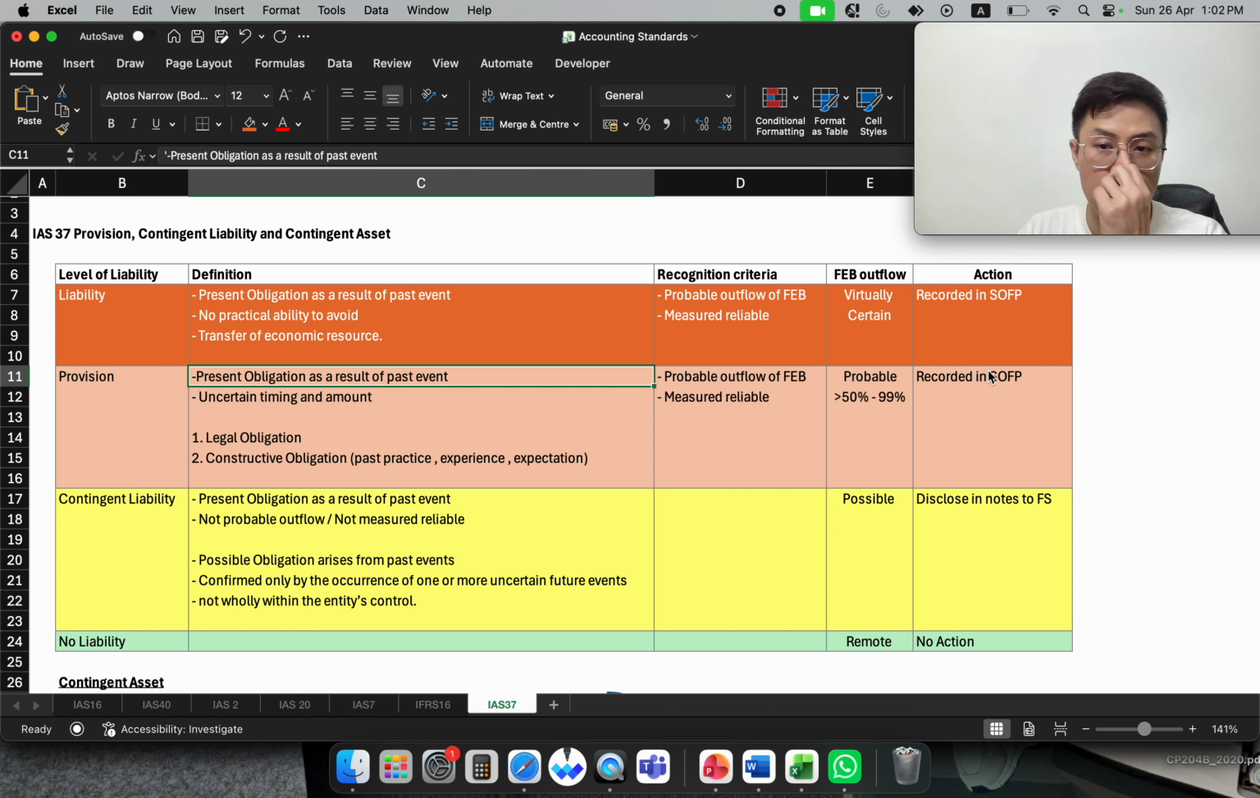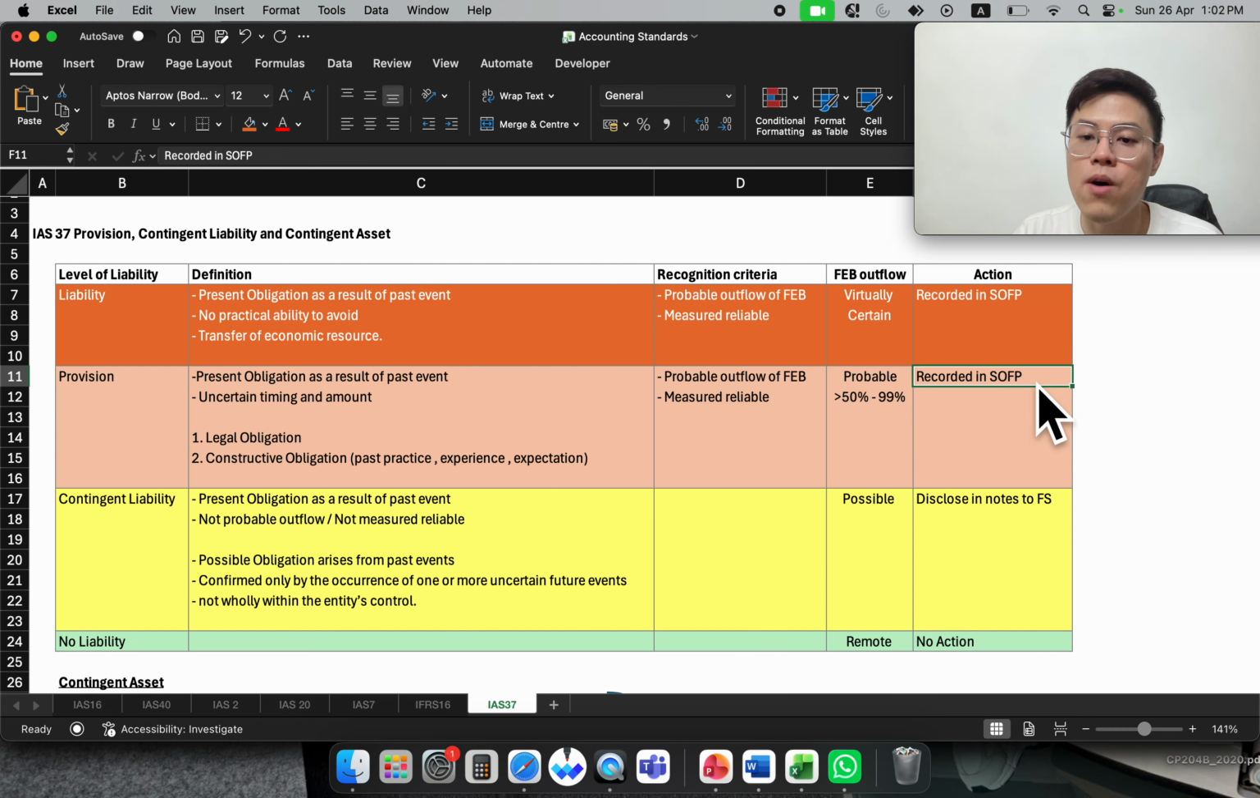A provision, you look at the actions, we must record in our SOFP as a liability. To be consistent with the prudence concept, because we don't want to understate our liability or understate our expenses, we will record something that is probable, quite certain to happen, but not yet reaching 100%. We will record it in our SOFP, provided it must be a probable outflow and measured reliably. Meaning if today the lawyer tells you most probably 60% you are going to lose the case, so this is a probable outflow, and the lawyer is able to give you an estimated amount, or you can derive an estimated value.